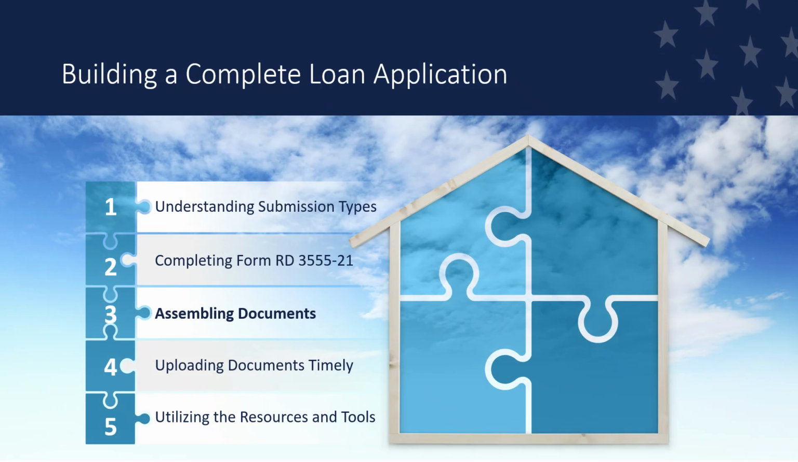Step number 3 is assembling the documents. Make sure you utilize the correct loan origination checklist and that the items are assembled in the order listed on the checklist. Doing so will be a huge time saver for Rural Development and will ensure quicker turn times on conditional commitments.